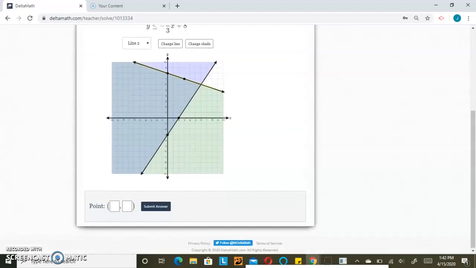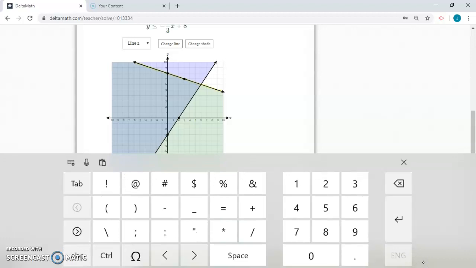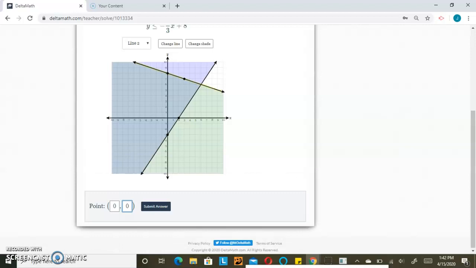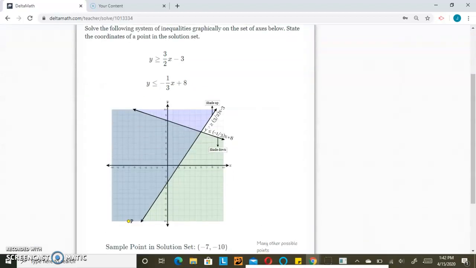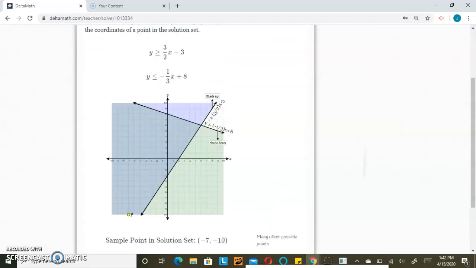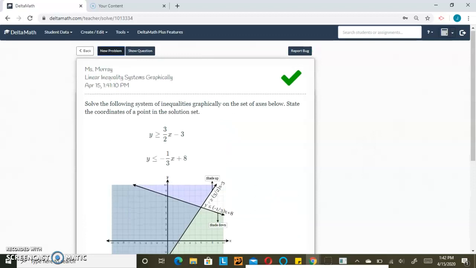Okay, so if I scroll down, I said I'm just going to make my life easy and use 0, 0. Their point that they picked was -7, -10, because that's in that overlapping region. All right, we'll do one more.